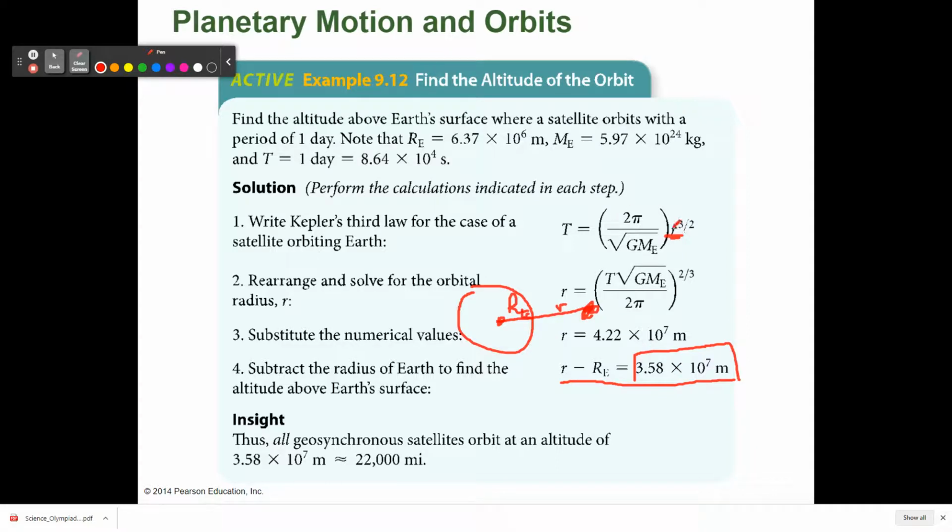So this r here that they're referring to is going to be this whole distance from the center of the Earth to the satellite itself. And to find out how high above the Earth's surface that is, we have to then subtract out the radius of the Earth. Okay, so all geosynchronous satellites orbit at an altitude of 22,000 miles, if we convert the meters to miles, 22,000 miles above the Earth.